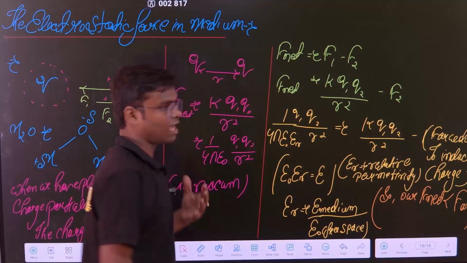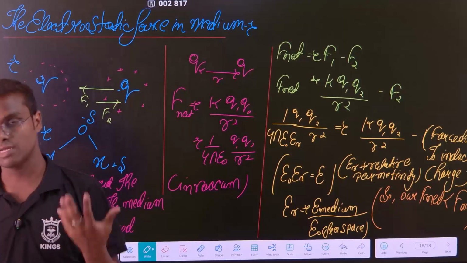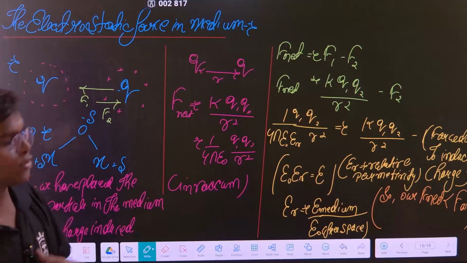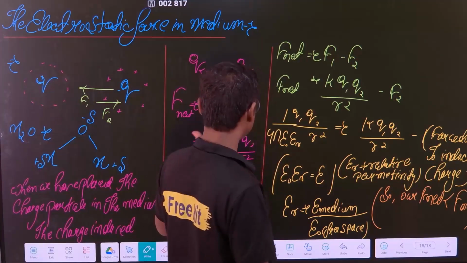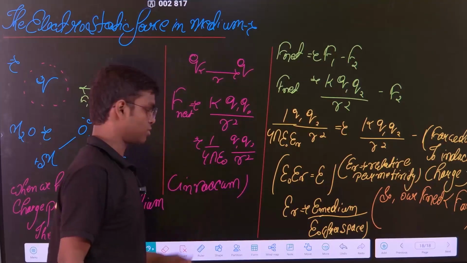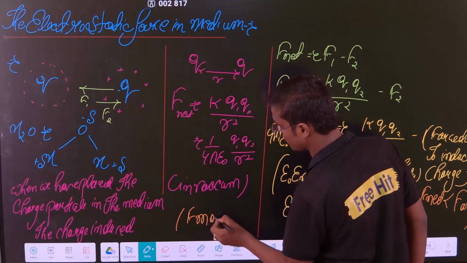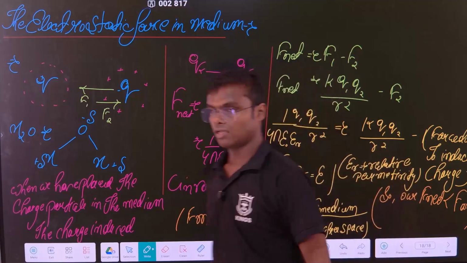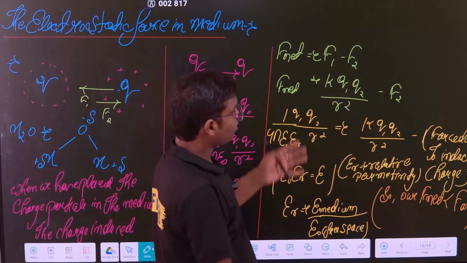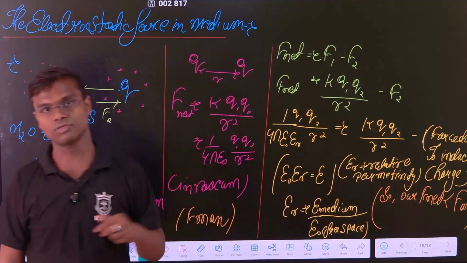So the medium will have a greater epsilon r than air, and air will have the minimum epsilon r, so the force will be maximum. That's why the force in vacuum is the maximum force. This is F max between the two charged particles. This is my maximum force, correct? And when we place them in the medium, my net force is going to reduce.